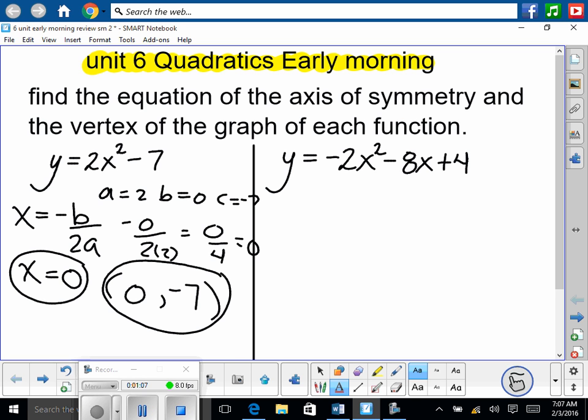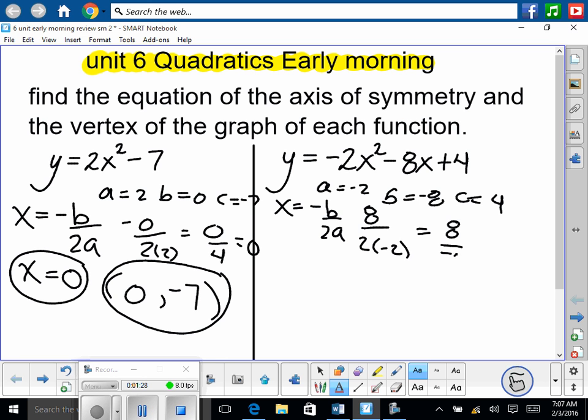So now this one, same thing. Axis of symmetry, x equals the opposite of b over 2a. So positive 8, because b is negative 8, and c is 4. So the opposite of b would be positive 8 over 2 times negative 2, right? So 8 over negative 4, and that's negative 2. So you have x is equal to negative 2 as your axis of symmetry, and the vertex is negative 2, comma.